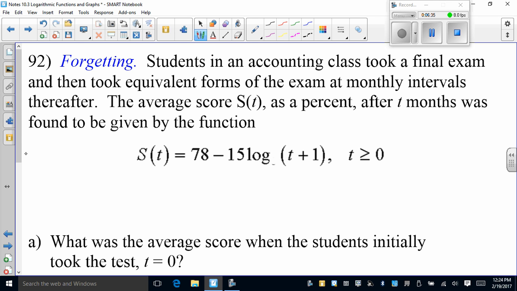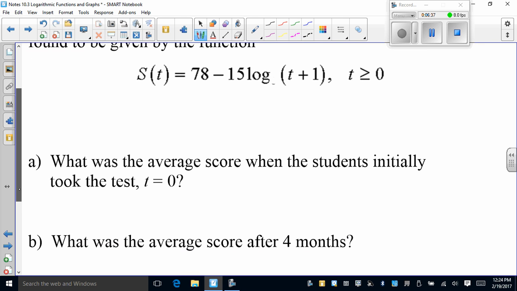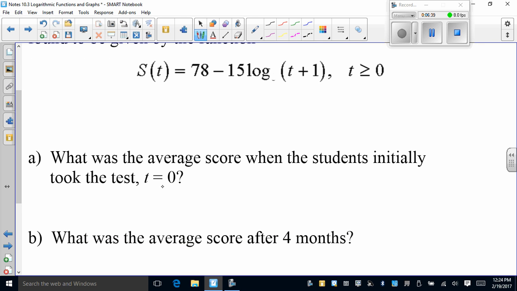Well, that's time equals 0. You put a 0 here, you're going to have log of 1, but log of 1 equals 0. And the 15 times 0 is 0. So it's left with just 78. You didn't even have to use a calculator or anything for that. You plug it in. Now, do keep in mind t is in months.